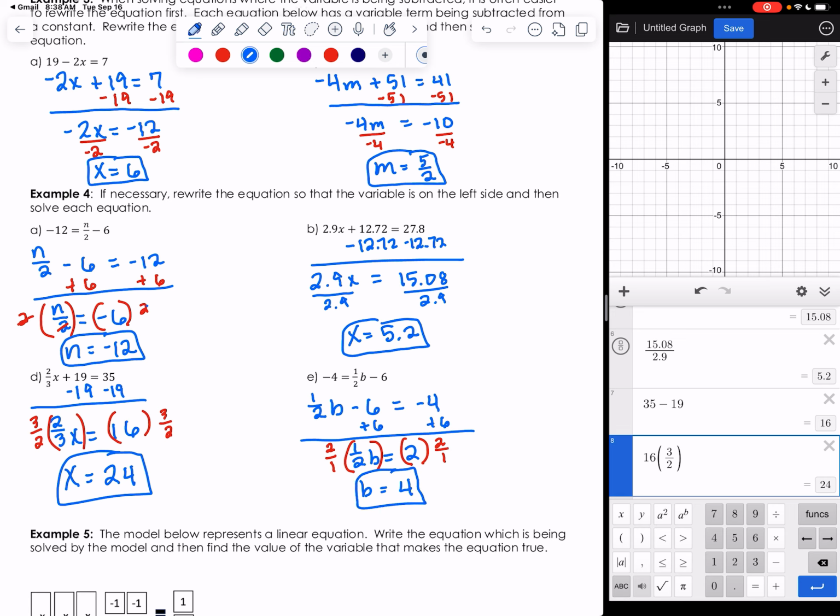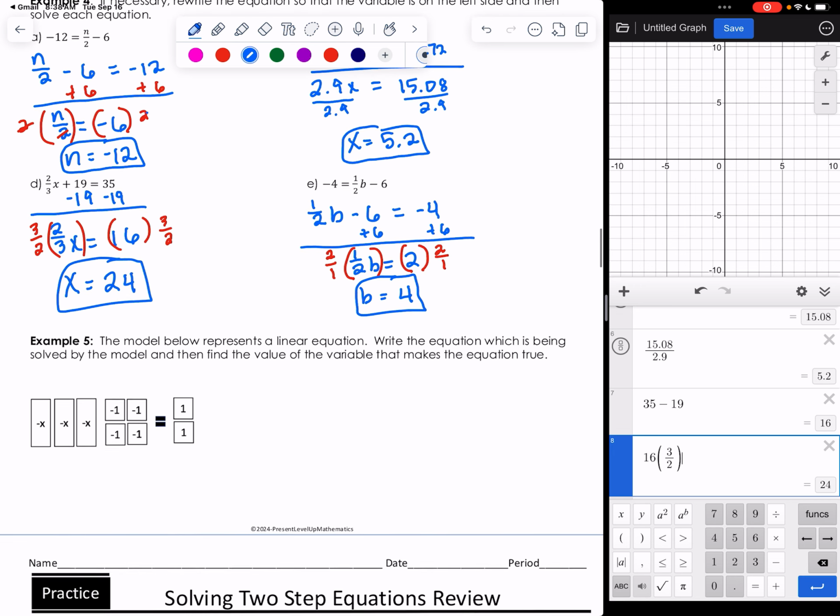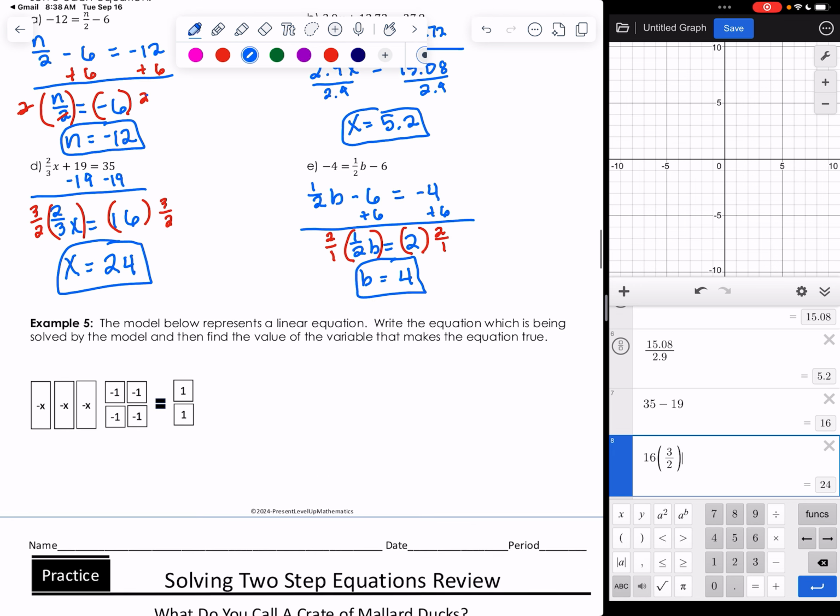Now, the last thing I want to talk about today is algebra tiles, because sometimes on standardized testing, you will encounter a problem that gives you an algebra tile model, and it asks you to solve. So let's look at this equation. It says the model below represents a linear equation. Write the equation, which is being solved by the model, and then find the value of the variable that makes it true.